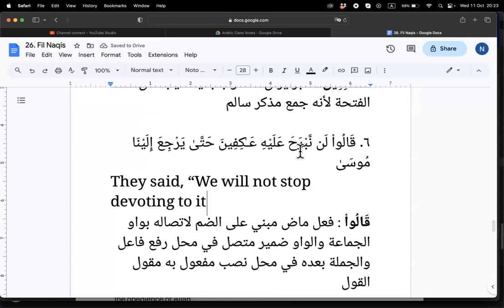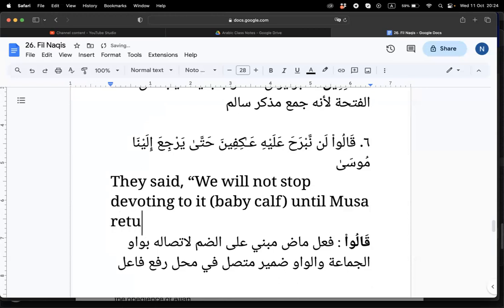the Bani Israel when Musa left them. They took a baby calf as a god. So we will not stop doing i'tikaf to it, meaning the baby calf, hatta, until Musa returns to us.